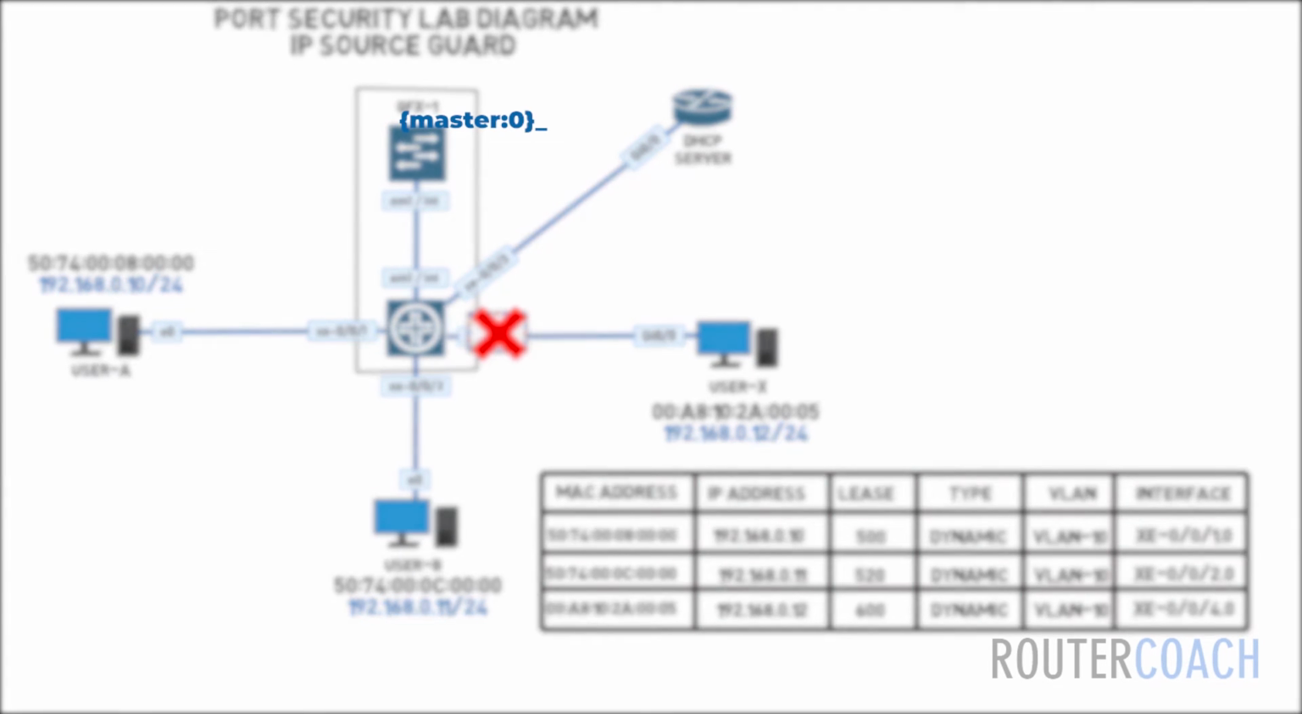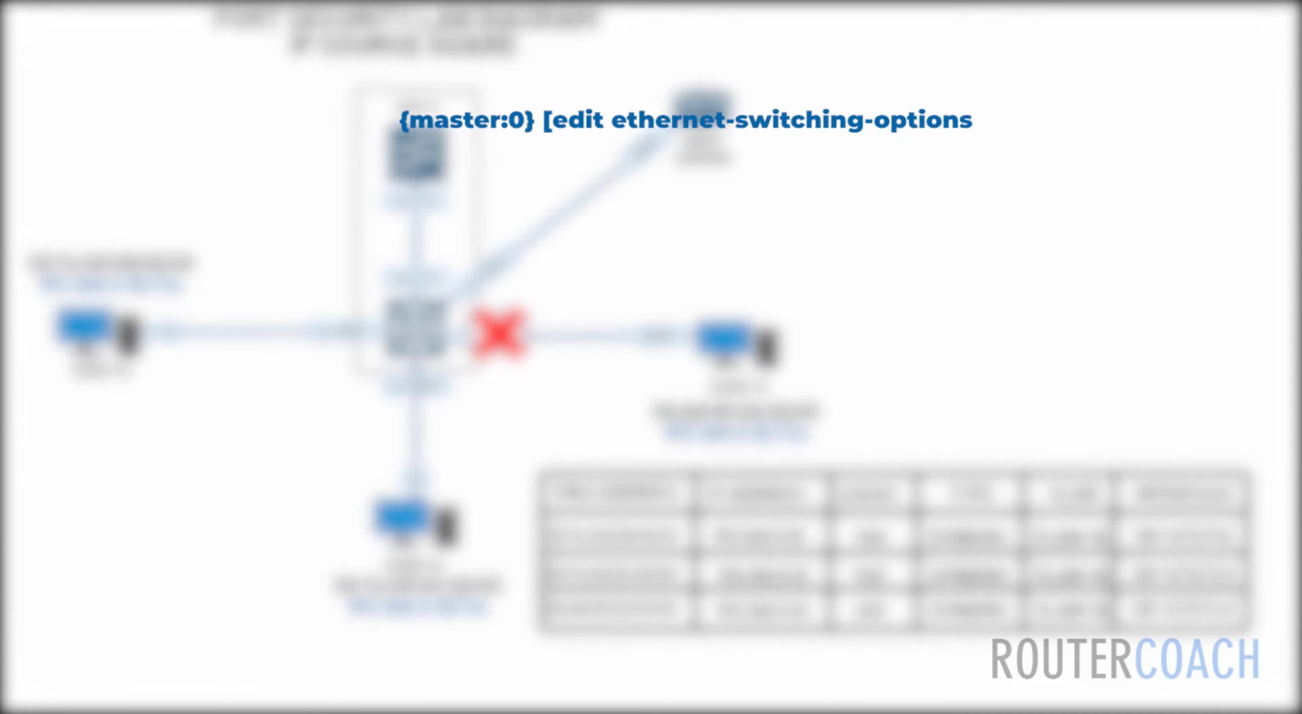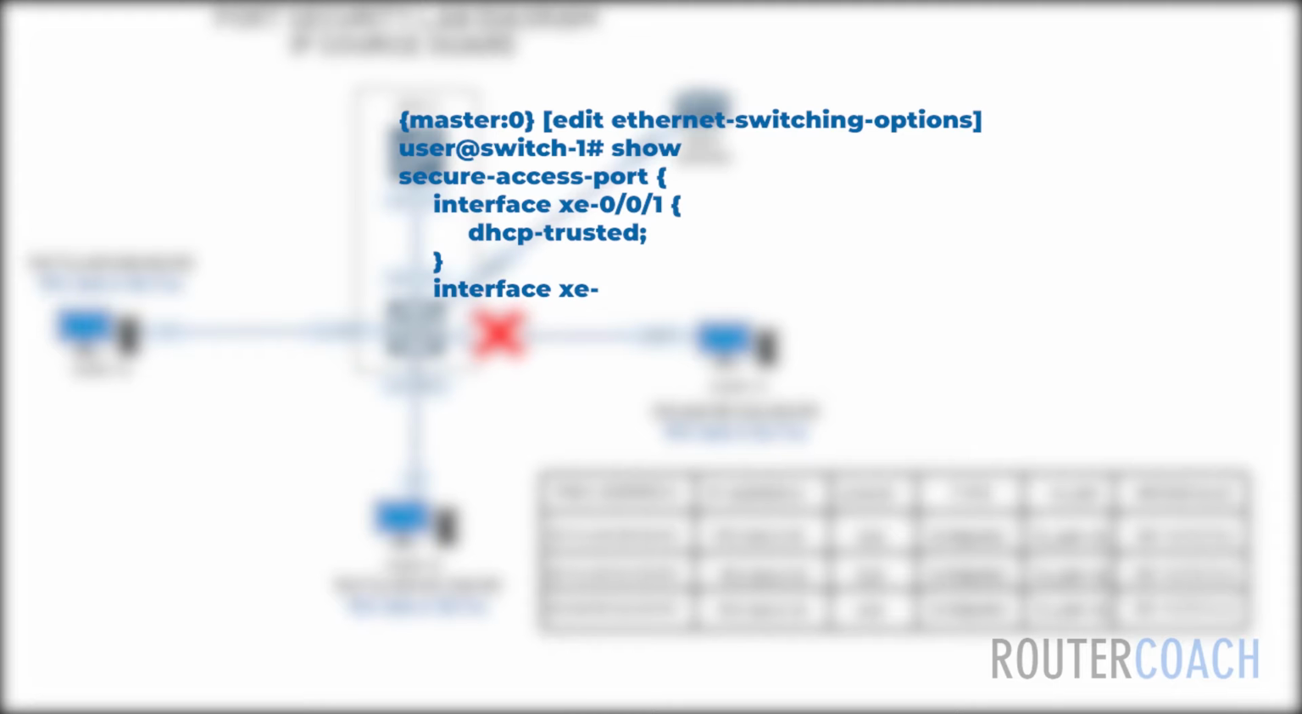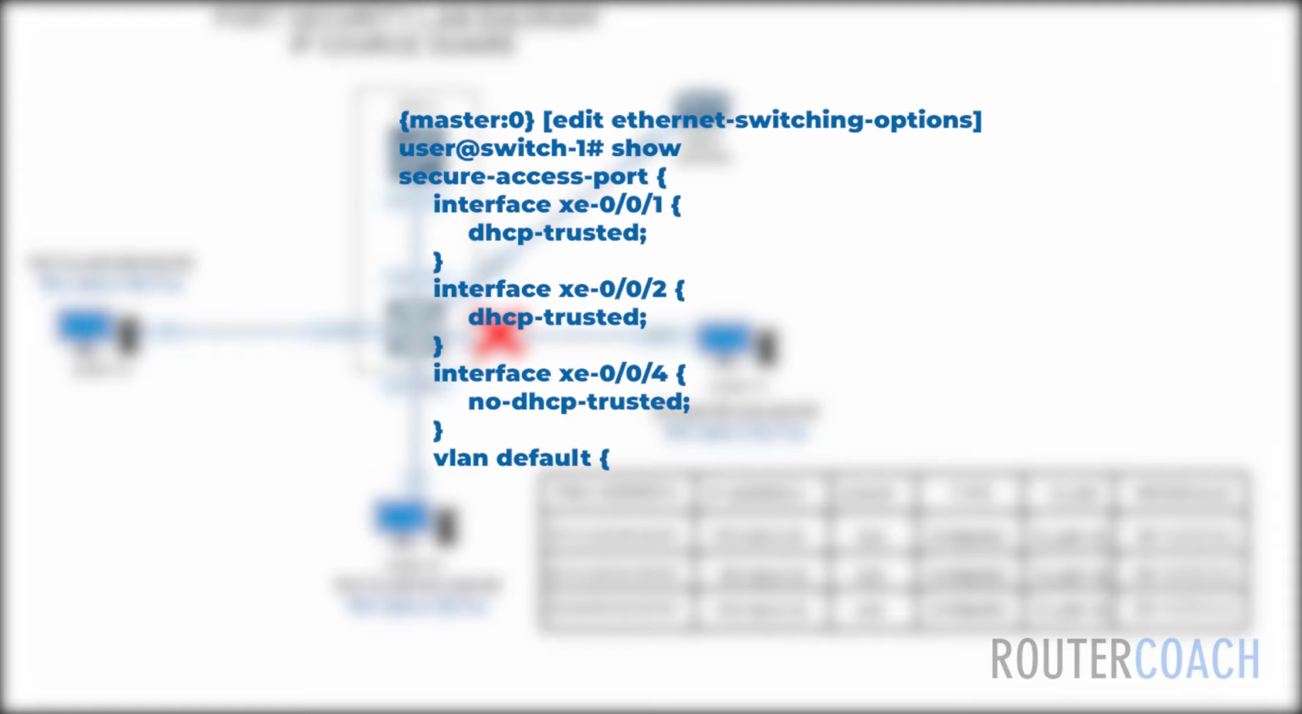So looking at this configuration, we see that secure access port is used to apply port security features to the specified interface. Then we name the interface. Then we have either no DHCP trusted or DHCP trusted to see if the interface is trusted or not. This is the VLAN configuration, which VLAN the port security feature will be applied to. Examine DHCP is to enable DHCP snooping on the specified VLAN. And we could enable it for all the VLANs as well.